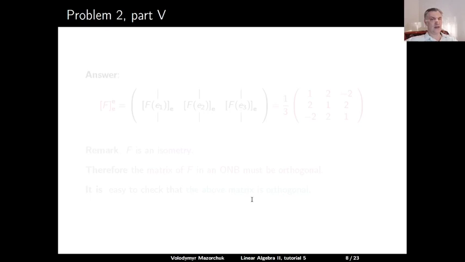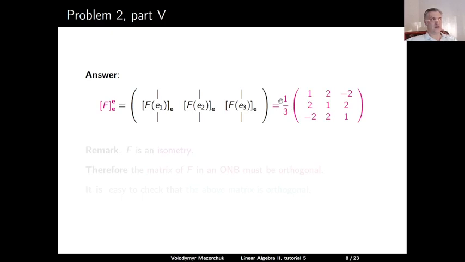And now we can collect everything into a matrix. So the matrix of f in the standard basis consists of 3 columns. The first column are the coordinates of f of e1 in the standard basis, and so on. So all these coordinates have 1/3 as the scalar quotient, so we take it out. So it's 1/3 of the matrix (1, 2, minus 2), (2, 1, 2), (minus 2, 2, 1).